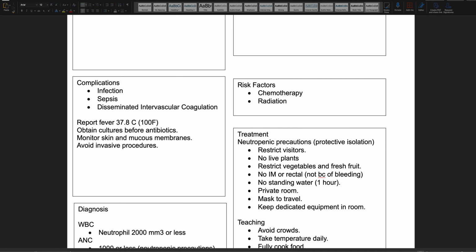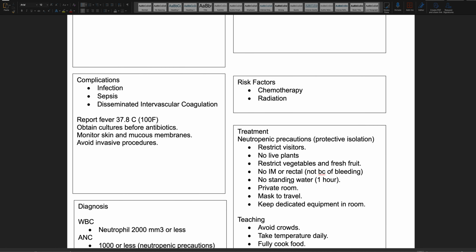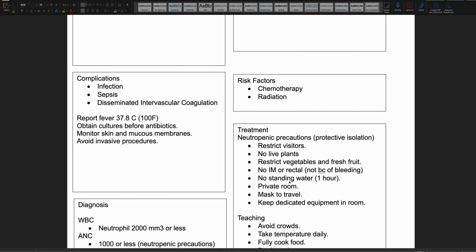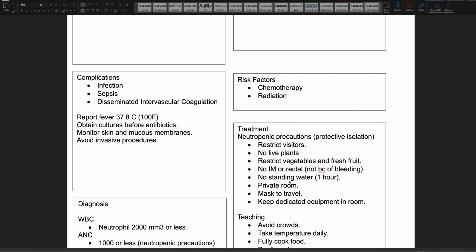They need to be in a private room. They need a mask to travel, like if they had to go out of their room for a test or something, they need to put a mask on. There needs to be dedicated equipment in the room, and that's to prevent auto-contamination and cross-contamination, because you're not going to take your stethoscope and take blood pressures on all your other patients and then come into a patient's room with neutropenia and use that same stethoscope. So the equipment in the room has to be dedicated to that patient and that patient only. You're still going to clean it in between using it, but you're not going to take it out and put it in another patient's room.